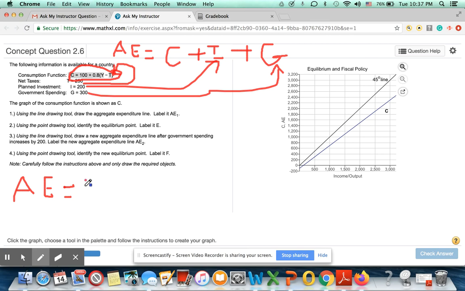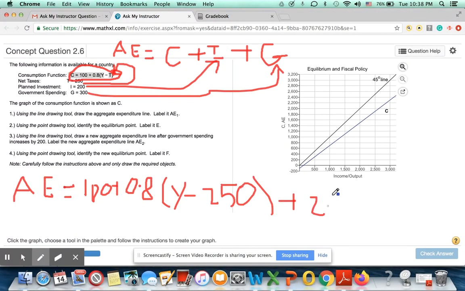I'm just going to write the consumption function plus 0.8 (y minus t). T is 250, so I'm just going to write 250. And plus investment is 200. And government expenditure is 300.